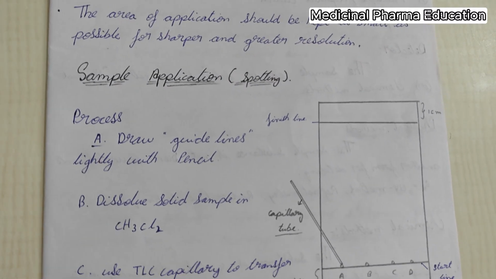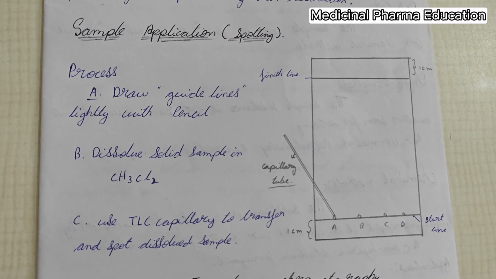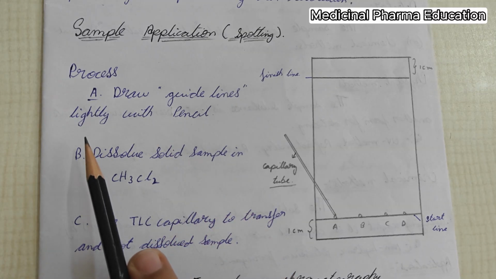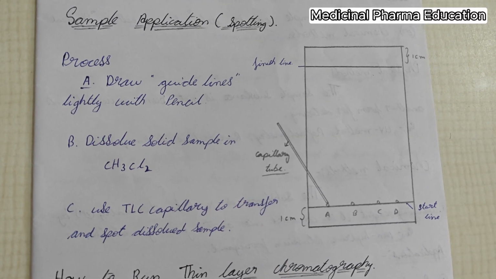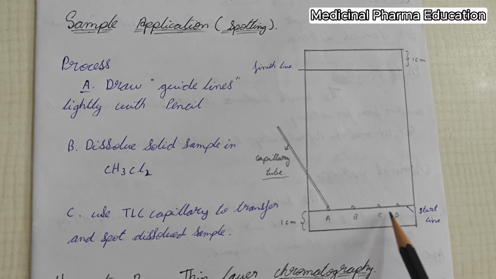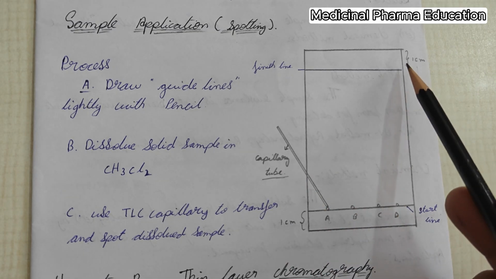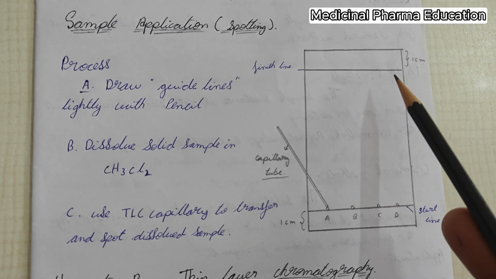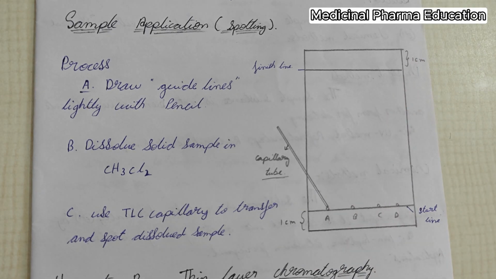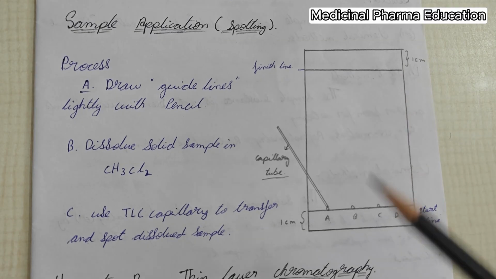Next, sample application. First draw a guided line slightly with a pencil. After drying we will just draw a simple line, and mark A, B, C, D. This is the capillary tube. We will place the solute, very little, in 3 places. This is the starting line, 1 centimeter above from the edge of the plate, and we will finish the run after the solvent front reaches almost to the 1 centimeter.